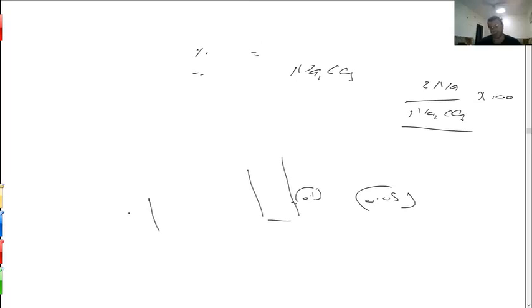How about if I'm using a burette? The smallest division is 0.1, so the uncertainty will be 0.05. This is the uncertainty by reading. If you're going to use the burette, you have an initial reading and a final reading.